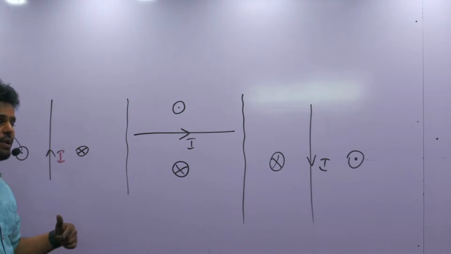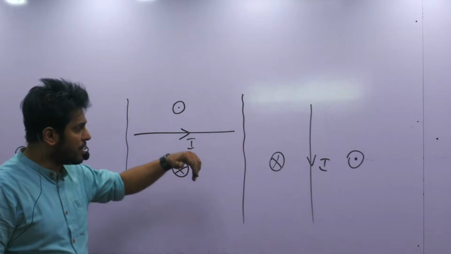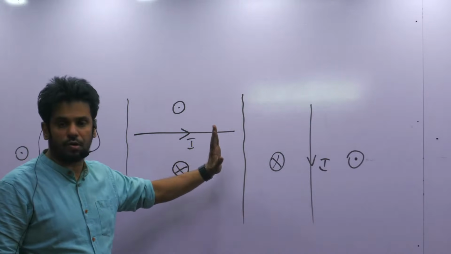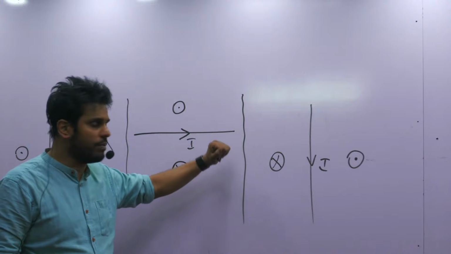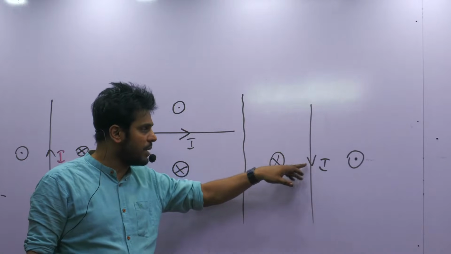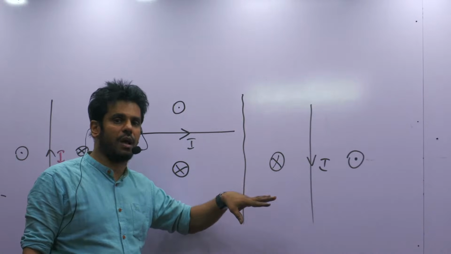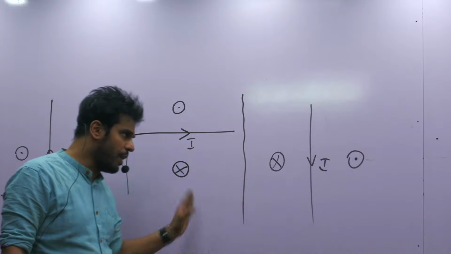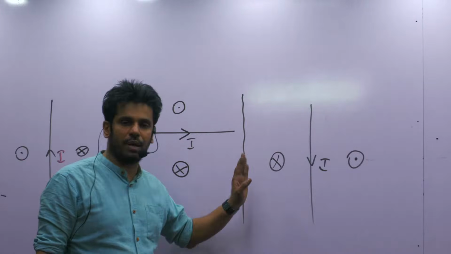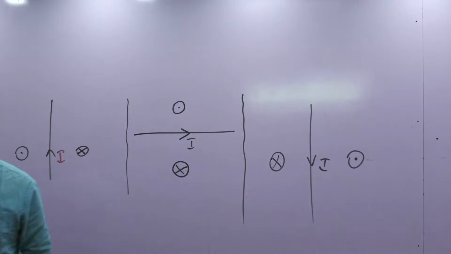But sometimes they will give you the direction of current by dot or plus. At that time you have to find the direction of the magnetic field. It is given by an arrow mark. Now we will see it.